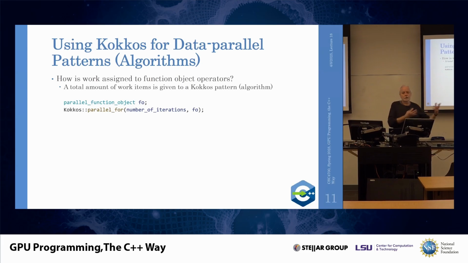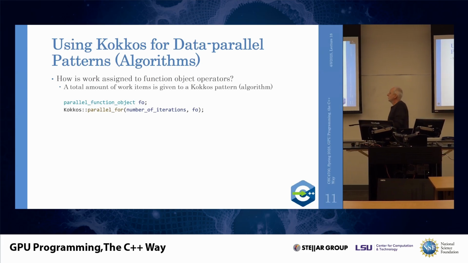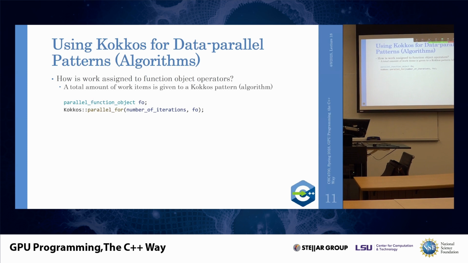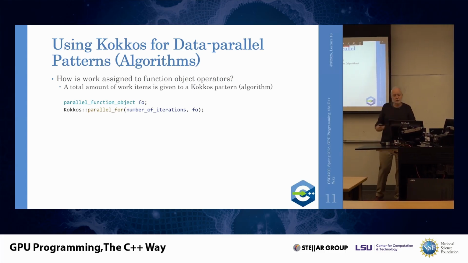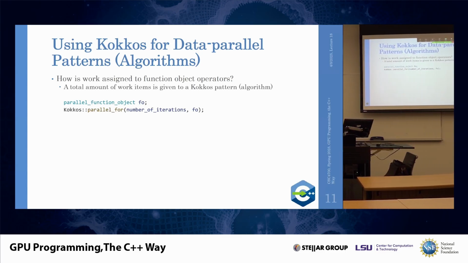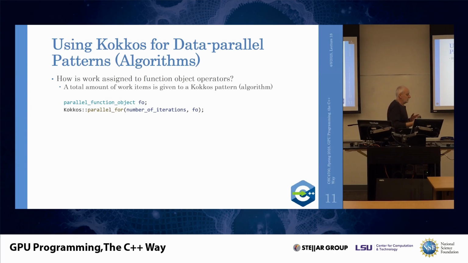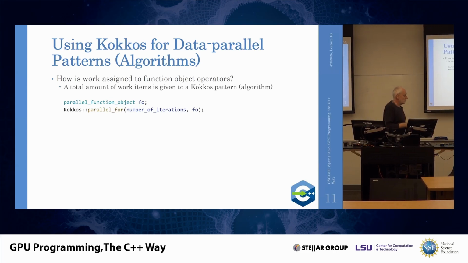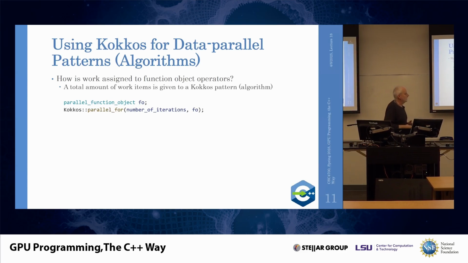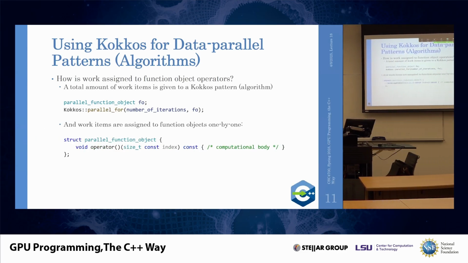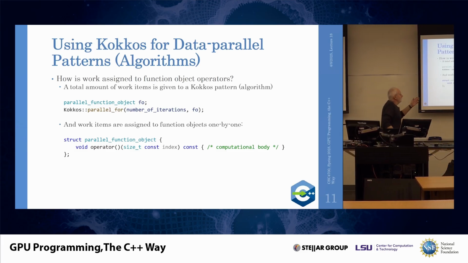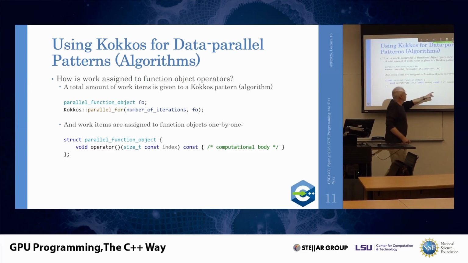If you use Kokkos on the CPU, that will probably do something very similar to what we have seen for the parallel algorithms. It will chunk up the work and will assign each of those chunks to one of the cores. On the GPU, it will do something completely different. It will chunk up things differently and will make sure that the work is distributed across a warp in the most efficient way. So the work items are assigned to the function operator.